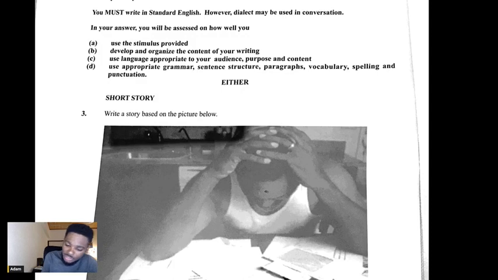The point is, you have to use the stimulus well, and you can't just leave it as an afterthought after you've written a story. The second thing CSEC is going to be judging you on is how you develop and organize the content of your writing. What do you mean by this? This is a story we're writing, and whatever piece of writing you're undertaking, whether it's section A, section B, section C, or section D, there's going to be organization and development to consider, right?